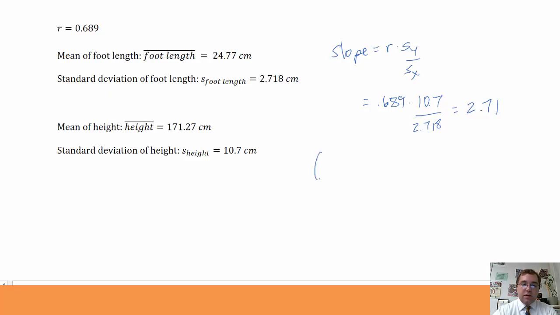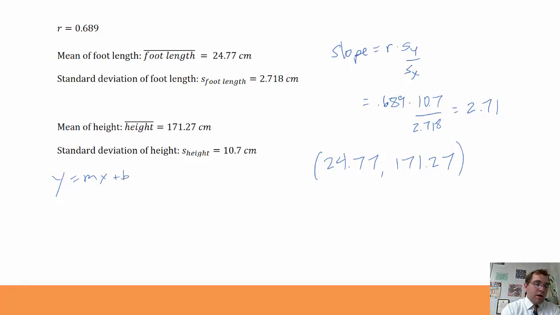The point is the mean of the X list, which is 24.77, comma the mean of the Y list, 171.27. So we've got a point and a slope. How do we write the equation? Well, y equals mx plus b. M is the slope. What's b? That's the y-intercept. Do we have that? No. So we have to find it, but we know an x-coordinate and a y-coordinate, so we plug those in.